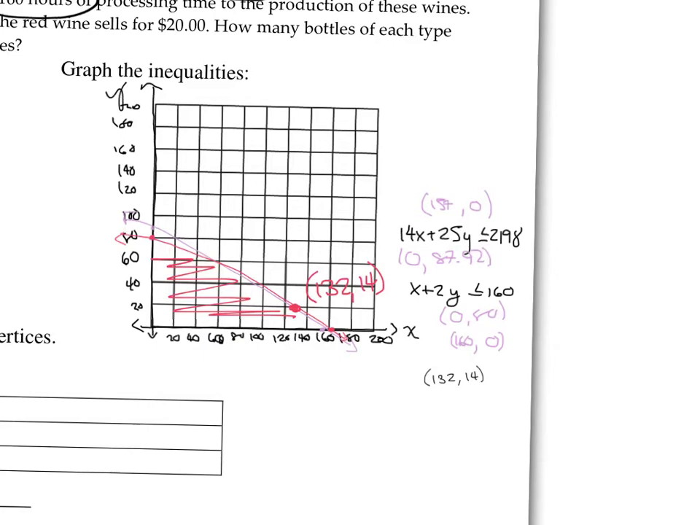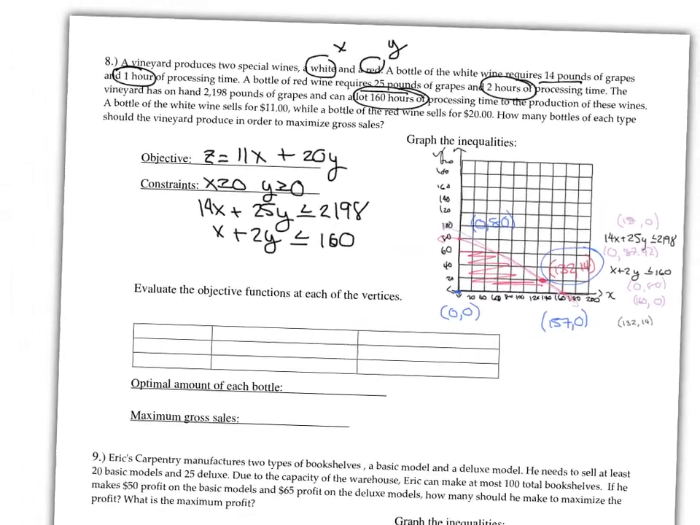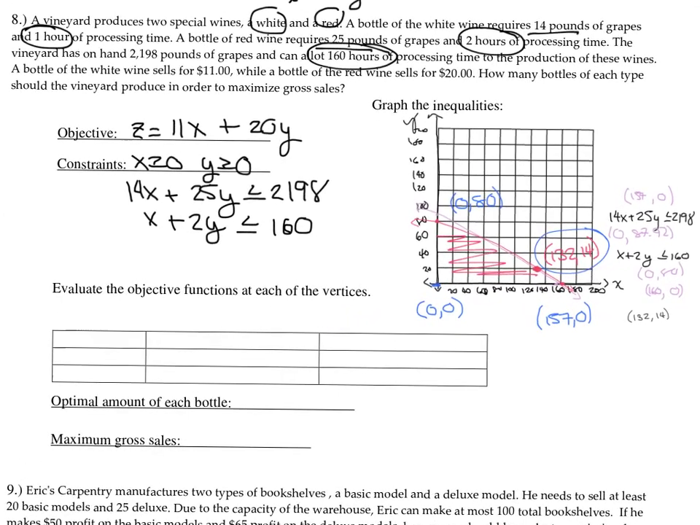So now I can identify my corners. Here's one. That point is 0, 80. This point is 132, 14. And then we had the 157, 0. And we have 0, 0. 0, 0 is going to give us no profit, so we don't necessarily have to evaluate that one in the objective function. We have 4 points because I have 4 inequalities, and that's typically what happens: you're going to have 4 corners.